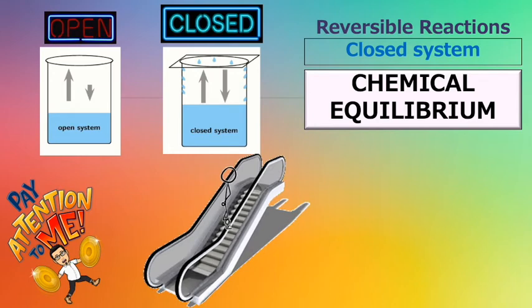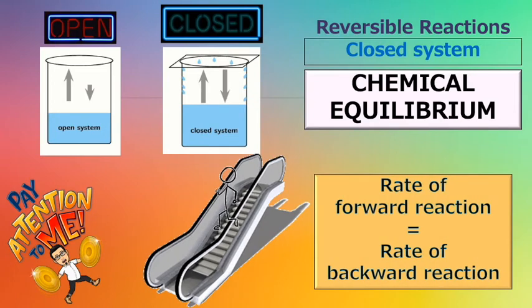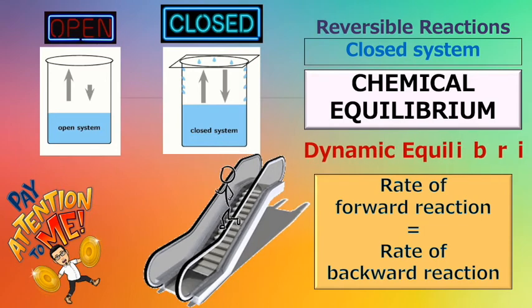Imagine walking the wrong way on an escalator, at the same speed as the escalator but in the opposite direction. Your legs are still walking forwards and the escalator continues to move backwards. However, the net result is that you stay in exactly the same place. This is an example of equilibrium. Chemical equilibrium is a state in which the rate of the forward reaction equals the rate of the backward reaction. This kind of equilibrium is also called dynamic equilibrium.